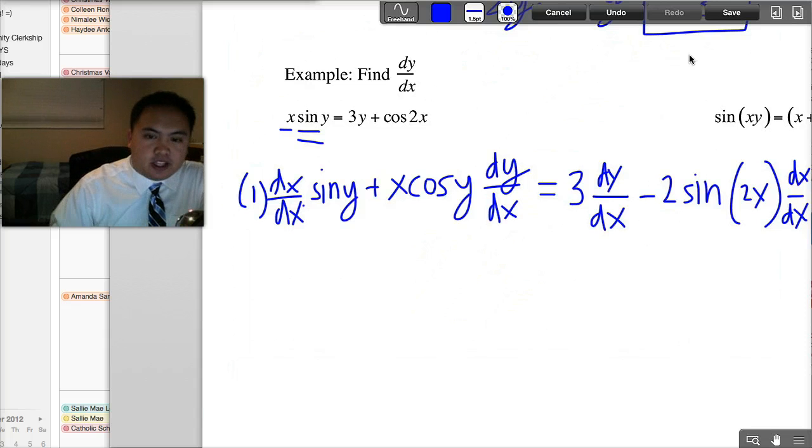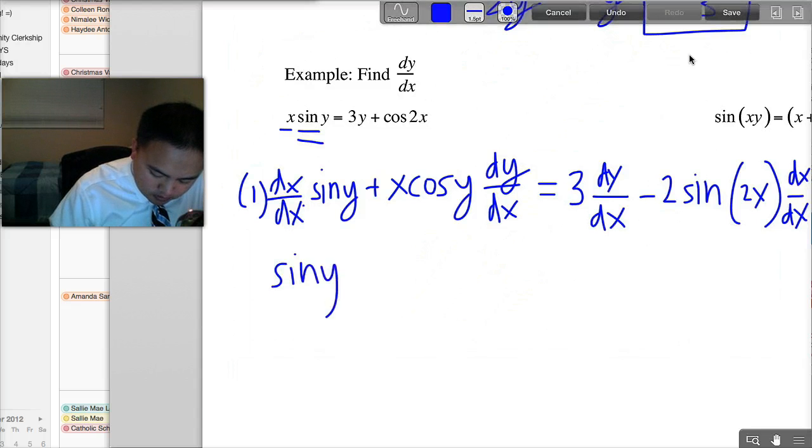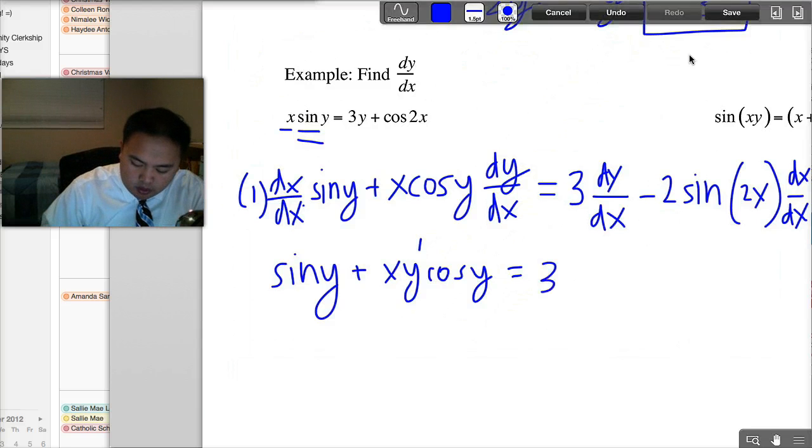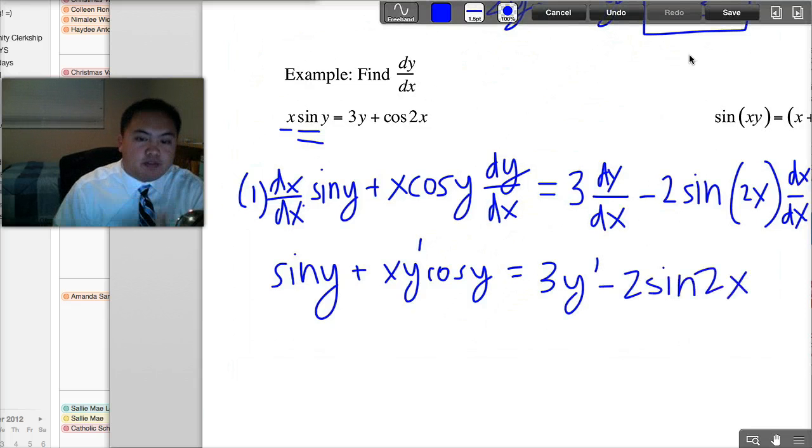So now I'm just going to simplify it, and then everywhere I see dy/dx, I'm going to put y prime instead. So this now becomes sine y. This now becomes x. This dy/dx now becomes y prime cosine y. This 3 dy/dx now becomes 3y prime. And then I'm going to get a minus 2 sine 2x. So now I've simplified it.